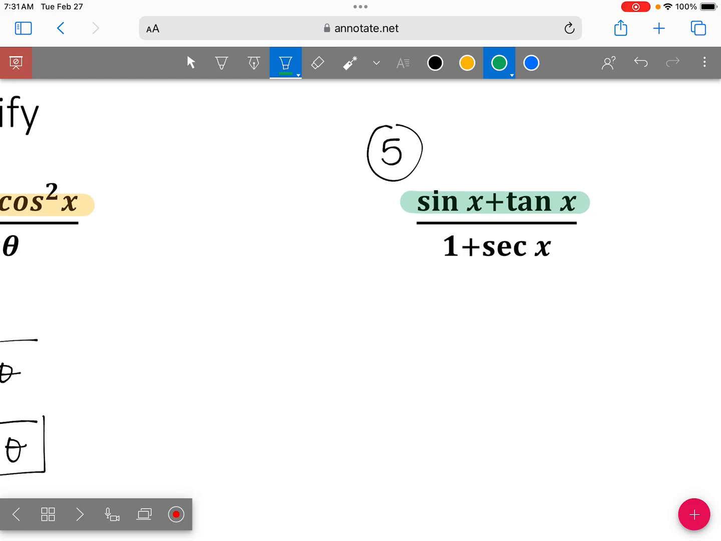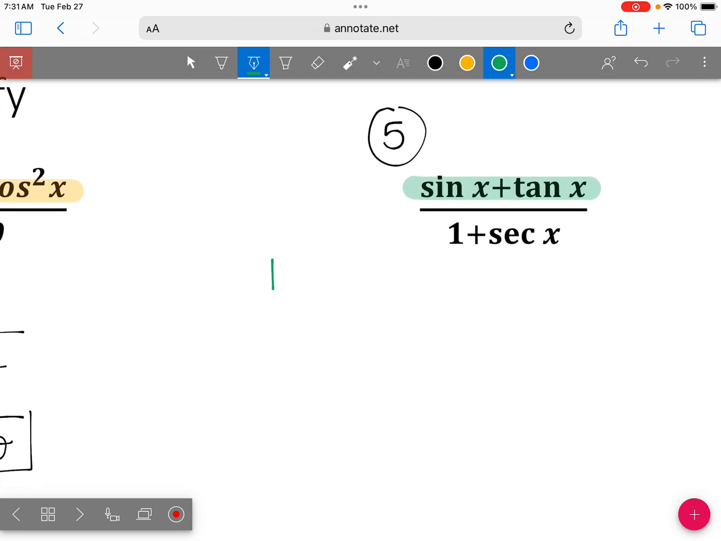So let's start with the numerator. I'm going to put an N for numerator. I'm going to take sine x and add that to tangent. Tangent can be written as what? Because remember, we want to write this in terms of sine and cosine. So if you look in that last column where it says quotient identities, what is tangent equal to? Sine over cosine. Okay, so we got sine over cosine.